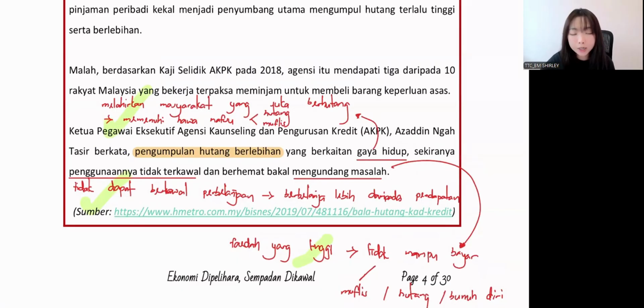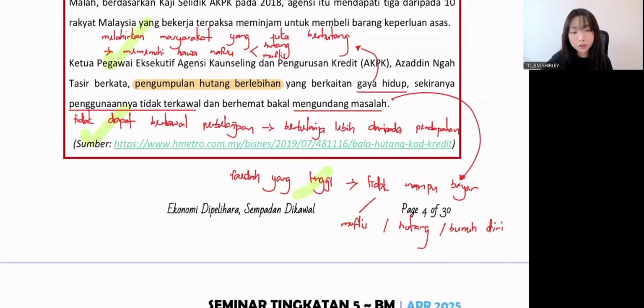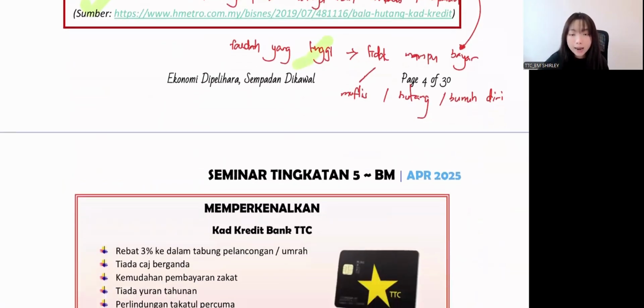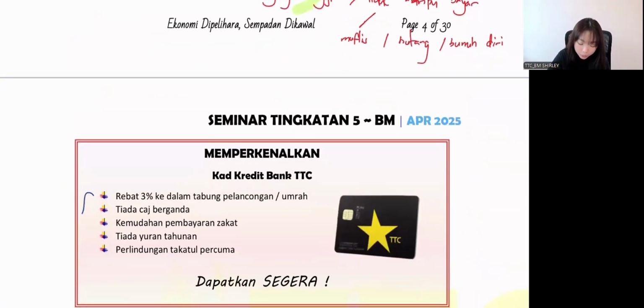Because the next page is actually the introduction of the credit card. So, memperkenalkan kad kredit bank TTC, everything here is the introduction. So you can put it in pengenalan, which is the pendahuluan, if you want. But this is not easy because they are giving you the information and introductions of this.